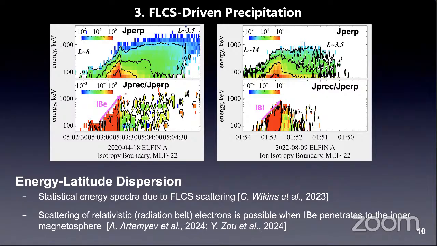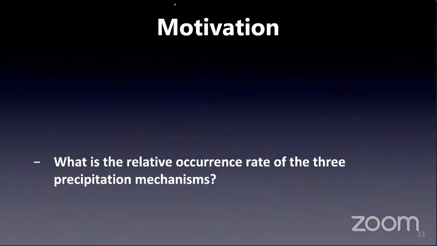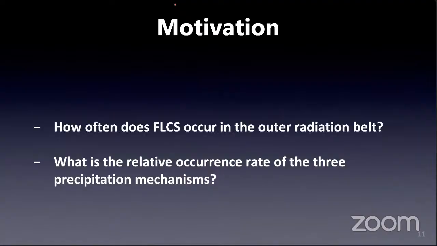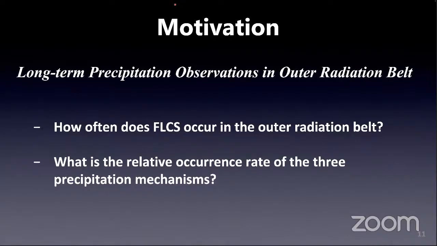So this is exactly the focus of this study, where we will try to answer: how often is this curvature scattering able to scatter relativistic electrons in the outer radiation belt, or in other words, how important is this curvature scattering mechanism to radiation belt dynamics? In order to address these two questions, we will need an extensive data set with almost continuous observations of the precipitation in the outer radiation belt.